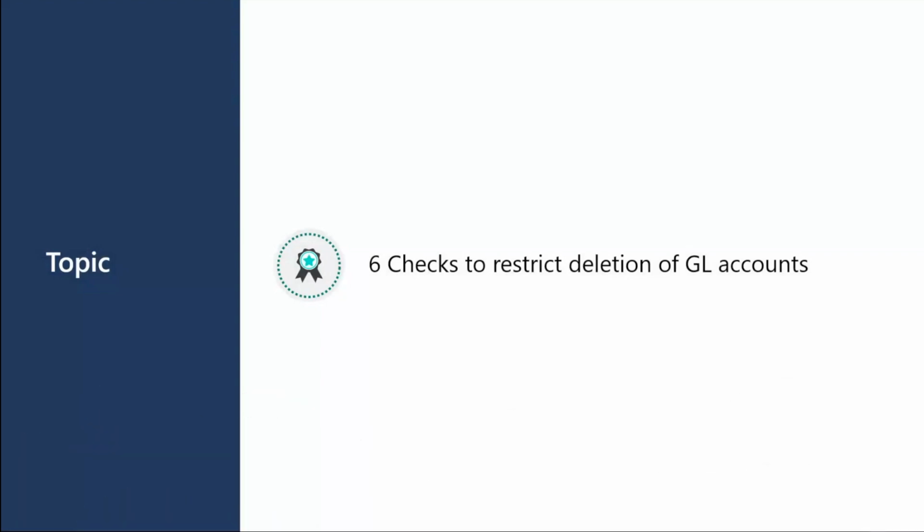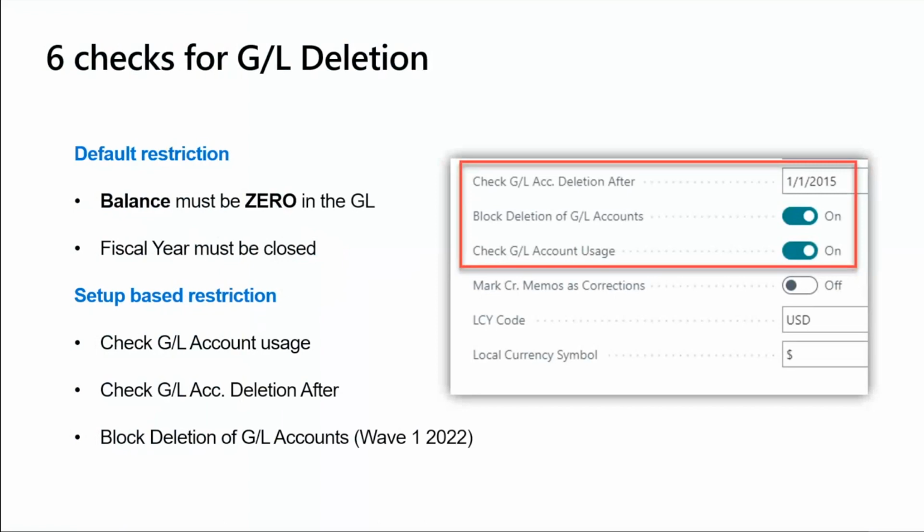So today's topic is 6 checks to restrict deletion of GL accounts in Business Central. Yes, you have heard it right. We have 6 checks or 6 validations which restrict, or in other words, you can say which allow the deletion of GL accounts. So what are those 6 validations?